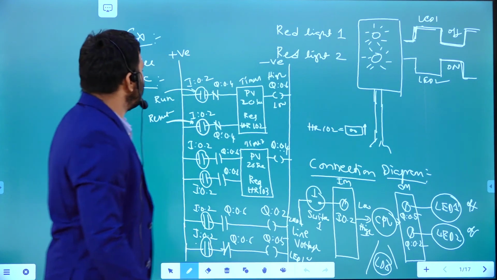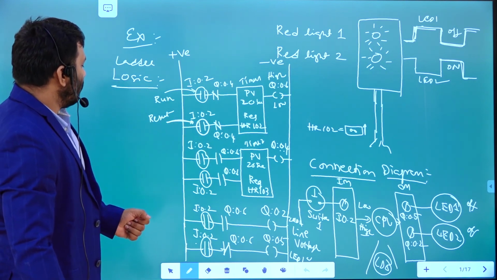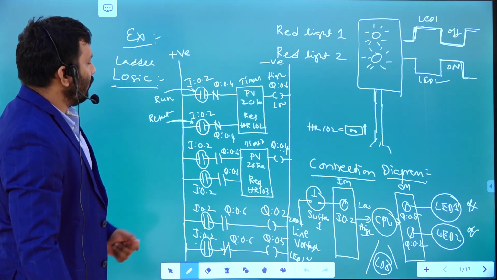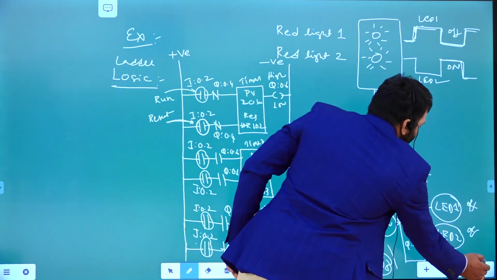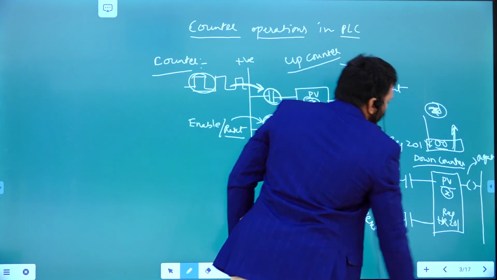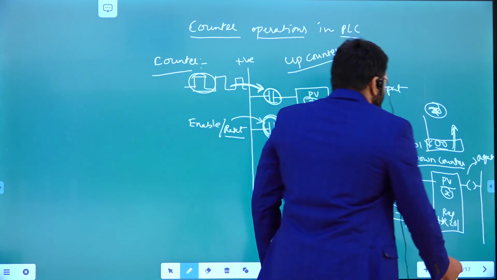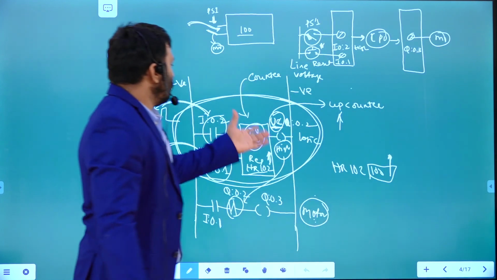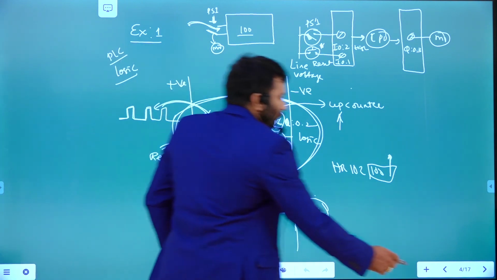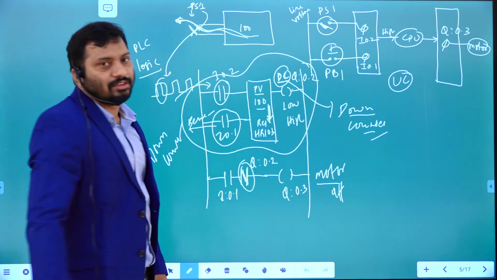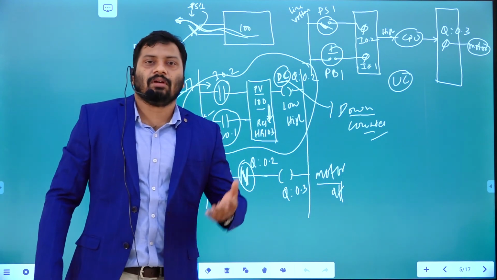From the start, we have seen an example of on/off control of lights. Then we saw how the up counter works, then the up counter with an example, and then the down counter with an example. Like that, one by one, using timers and counters we have seen different applications and examples.